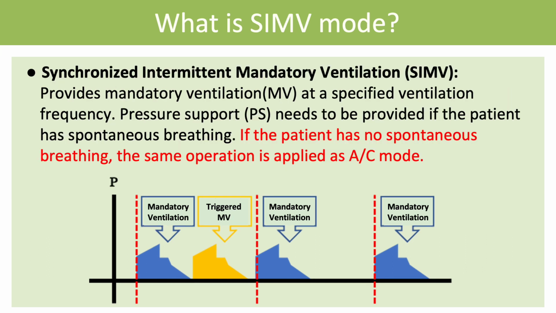The SIMV mode refers to synchronized intermittent mandatory ventilation, which provides a preset frequency of mandatory ventilation. When there is spontaneous breathing, the SIMV mode assists the breathing by a pressure support apart from the preset inspiratory pressure. The difference between the SIMV and AC modes is how each mode operates when there is spontaneous breathing. If there is no spontaneous breathing, SIMV will operate the same as AC.